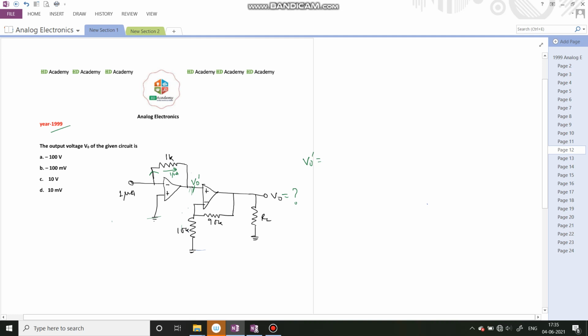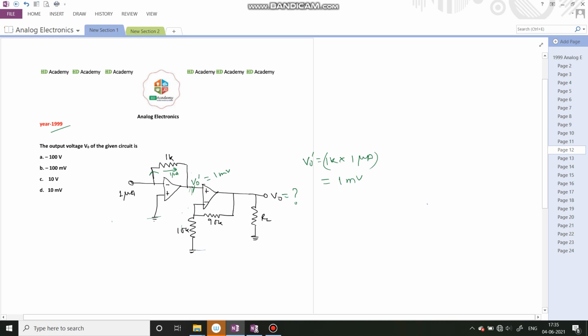Now V0 dot will be 1k into 1 microampere, right? Its value is 1 millivolt. So this V0 dot is 1 millivolt.